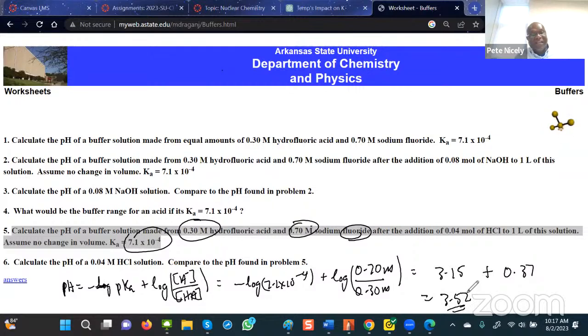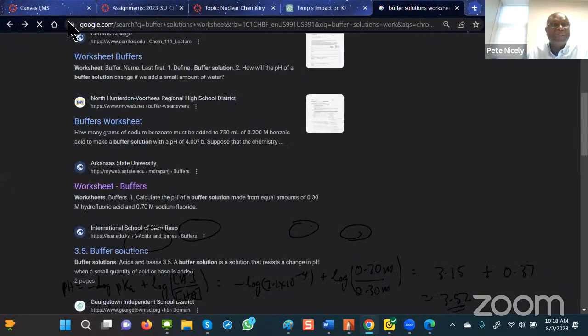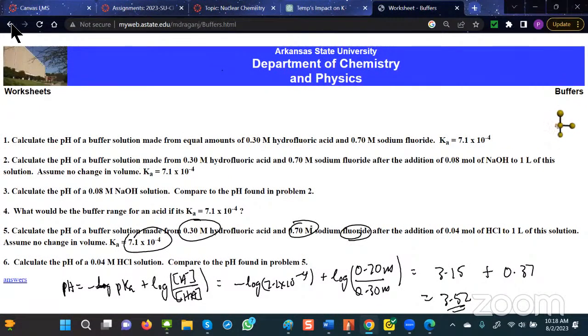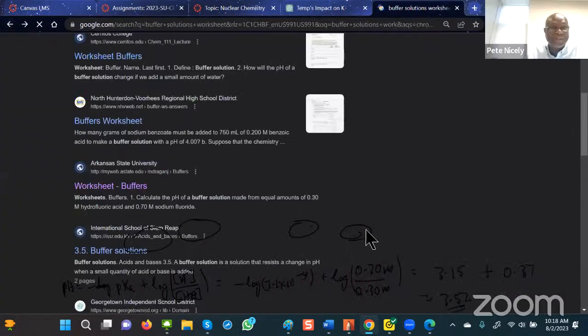So that's basically that. Now, you can have some more challenging buffer questions where they ask you to determine the pH before you add a certain amount of acid or base. And let me see if I can find an example of that. But before I do that, any questions about this so far? Any questions? Nope, that was good. Okay, all right. Let me see if I can find a more challenging one.